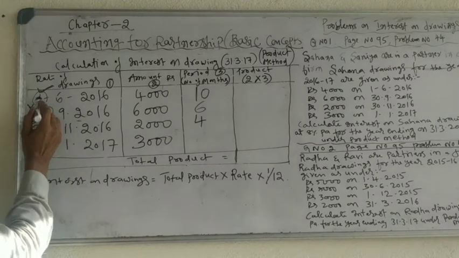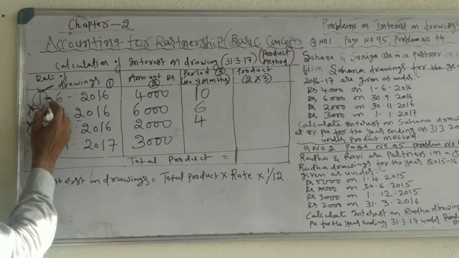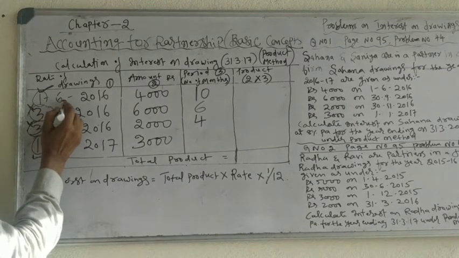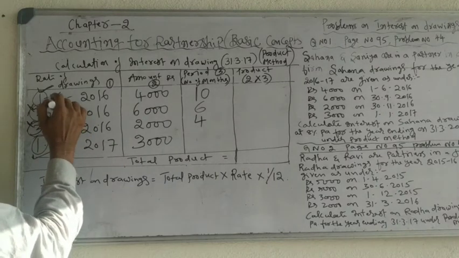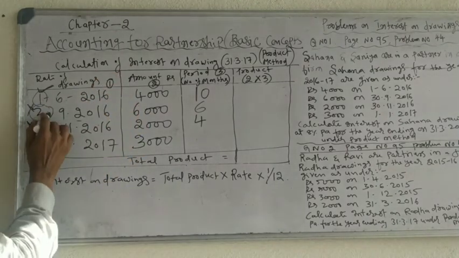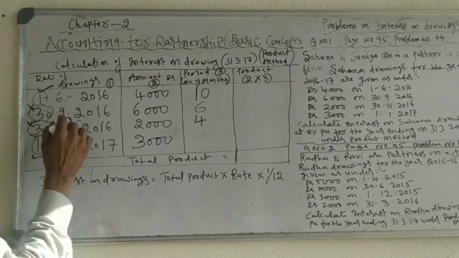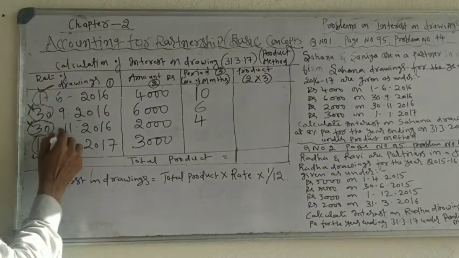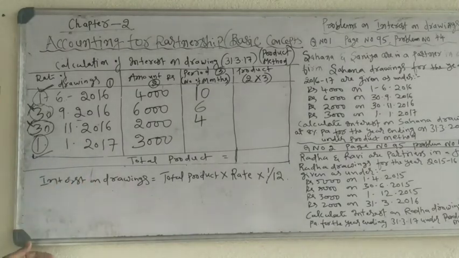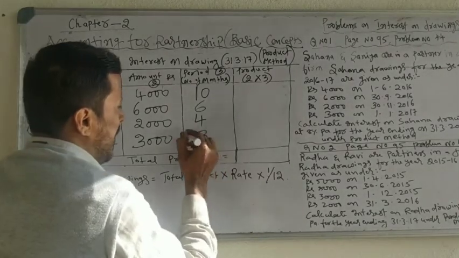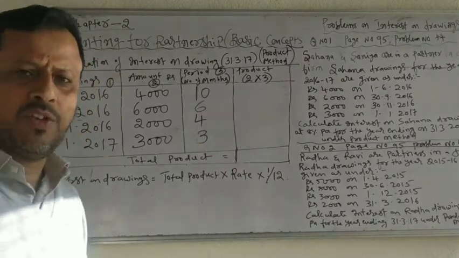That means the first transaction drawings is on 1st June. So count from June month. Next one 30th September, count from October month. 30th November, count from December month. 1st January, take from the same month. January, February, March. 3 months. Okay, we got the number of months here.